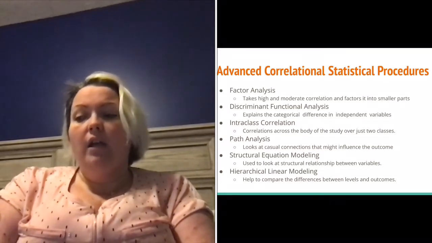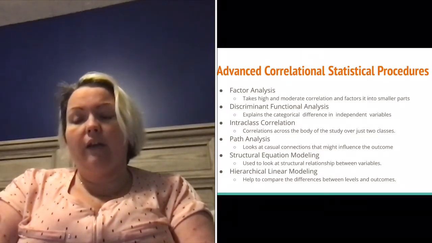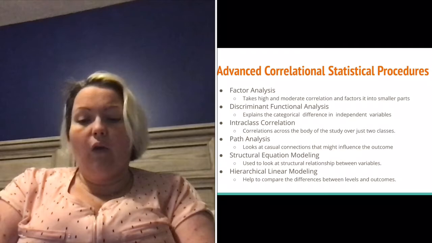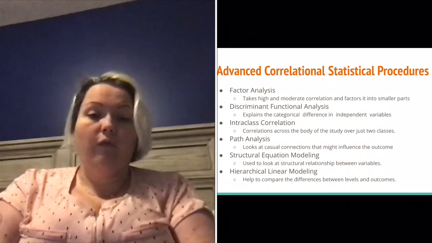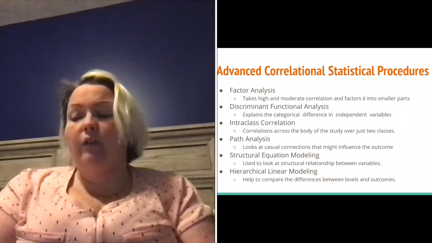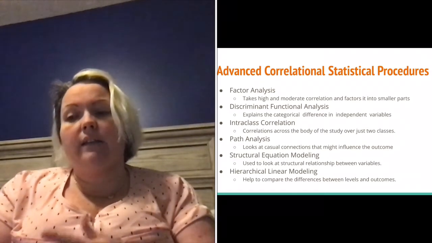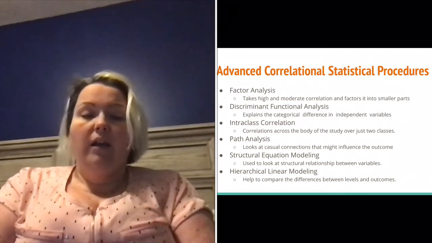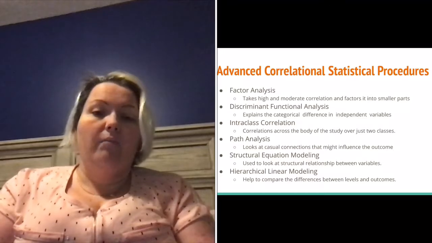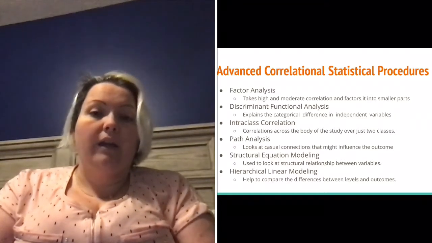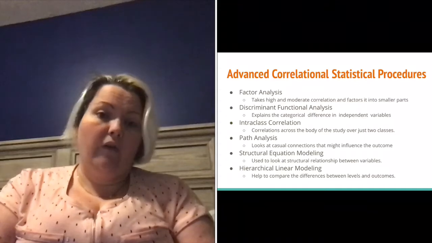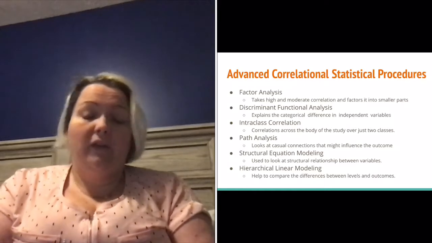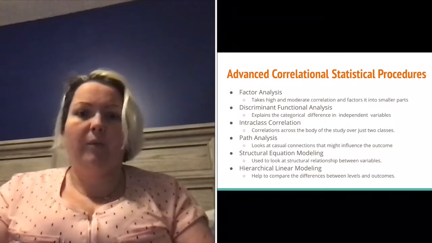Intraclass correlation is the study of just 2 classes, so it might be divided over race and gender, for example. Then we move on to path analysis, which looks at causal connections that might influence the outcome. So it might be that little old ladies all have friends that also have cats, and so they've opted to get a cat. That might be a causal idea of why little old ladies in their 70s are the largest demographic of people owning cats.